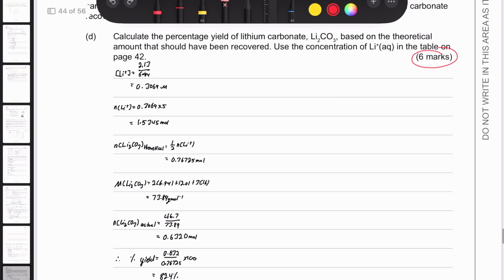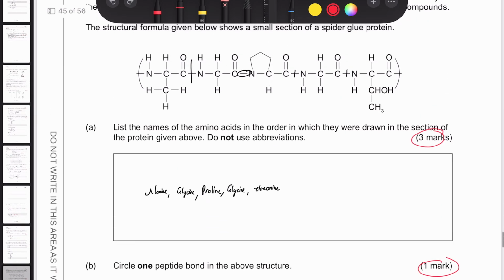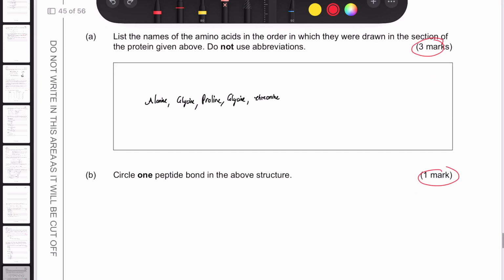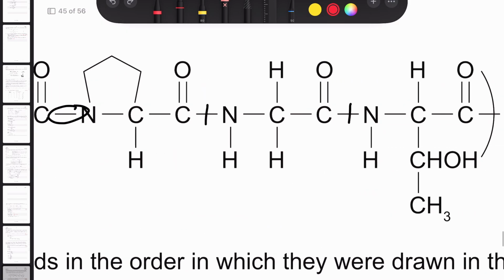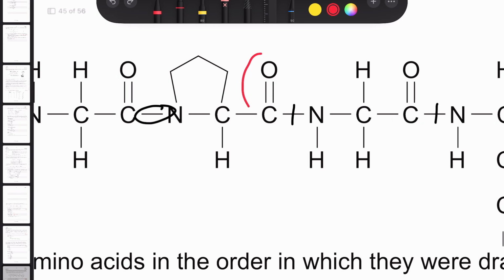82.4% yield. And then scrolling down, this was correct. Just looking at the data sheet, a bit of a boring question. Peptide bond. This is getting ridiculous. So another type of peptide bond we can have is the CO, and just like that.